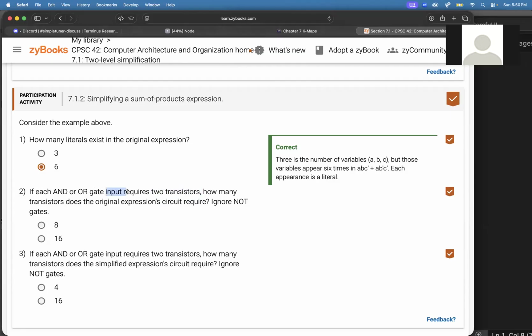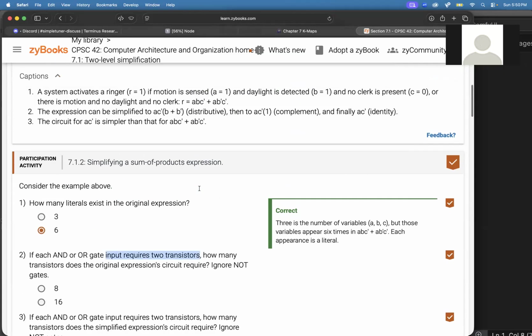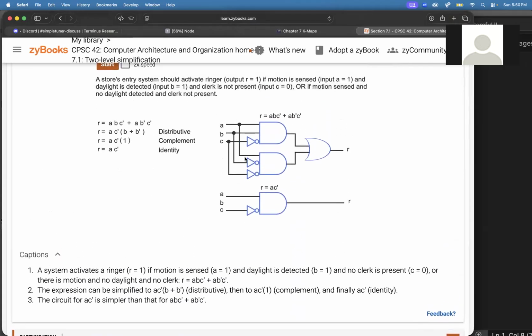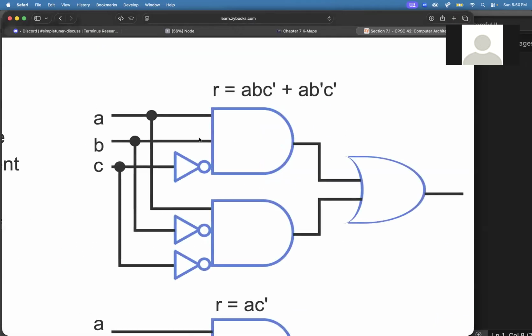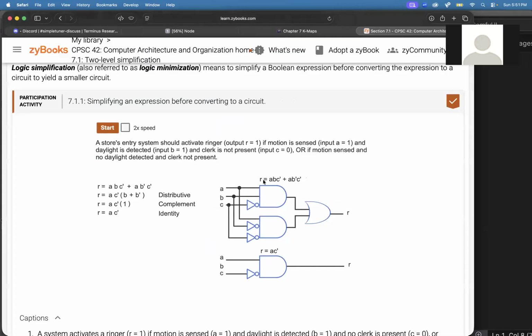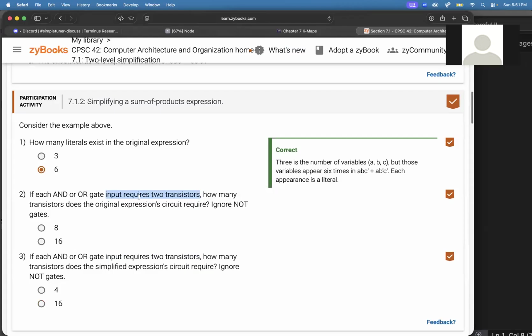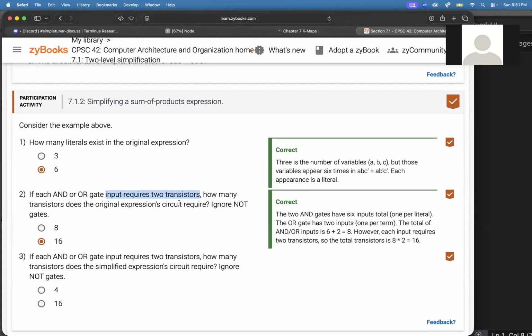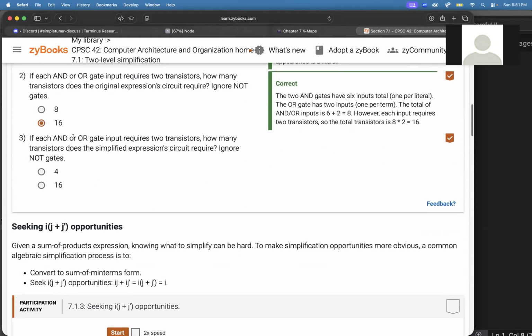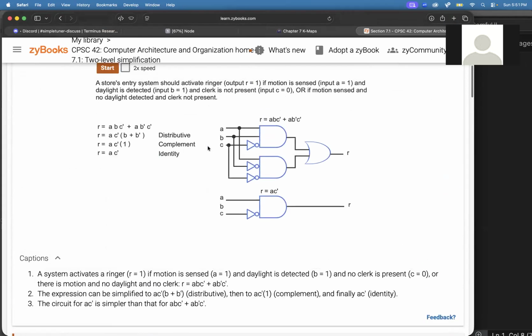Each AND or OR gate input requires two transistors. So we should count the inputs. So one input, two input, three input, four input, five input, six input, seven input, eight input. So there's eight inputs there to AND or OR, eight inputs, and then two transistors each, so 16. All right. If each AND or OR gate input requires two transistors, how many transistors in the simplified expression?